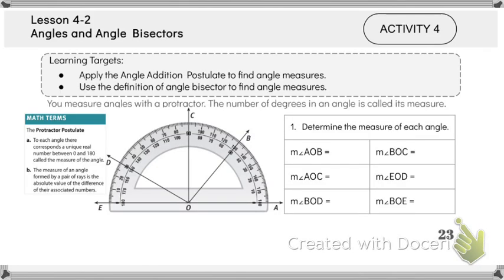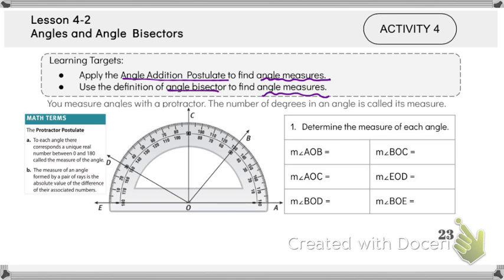All right, activity 4-2, we're looking at angles and angle bisectors. Now, the learning objective is going to be to apply the angle addition postulate, so go ahead and underline that, to find angle measures and use the definitions of angle bisectors to find angle measures. Just like with segments, we are working with measurements.